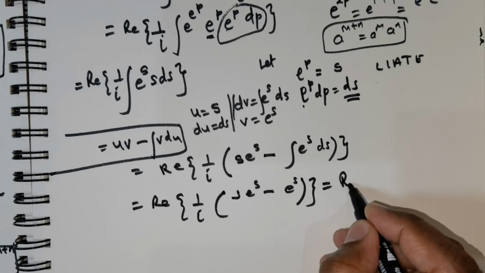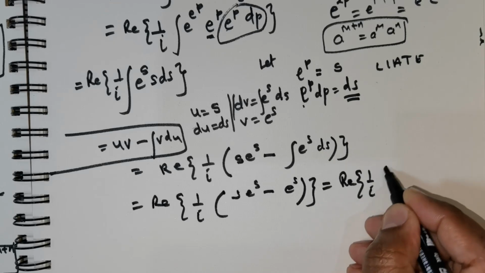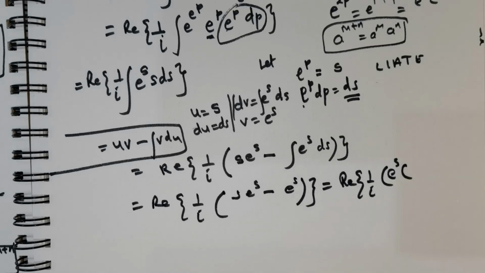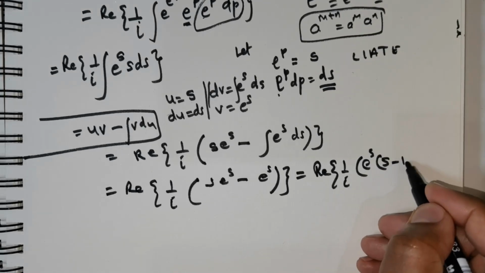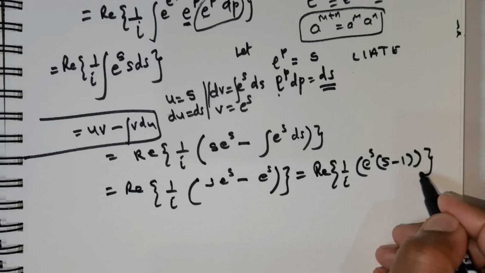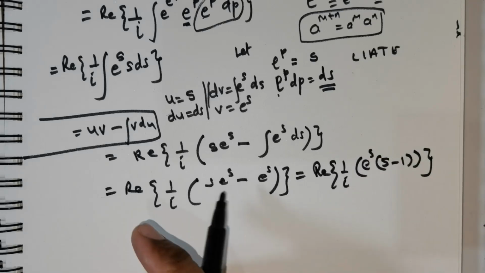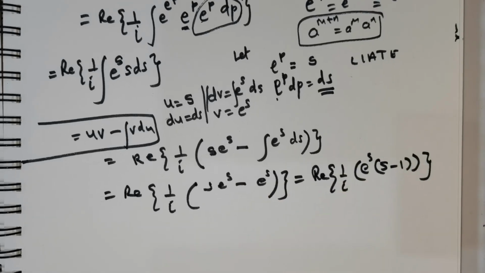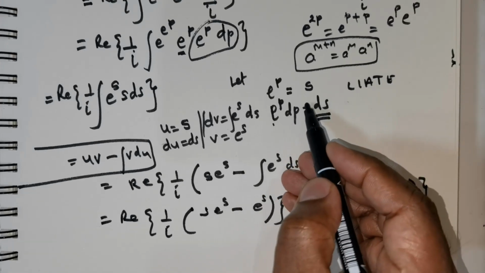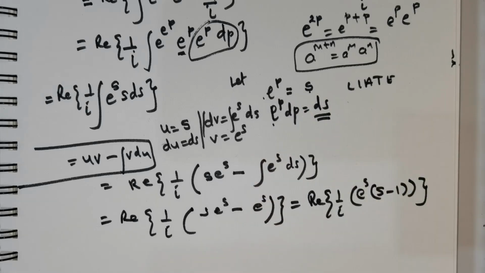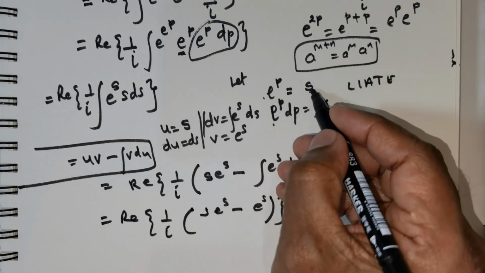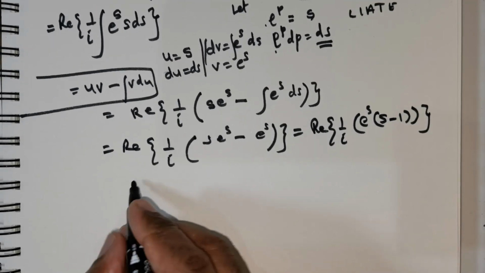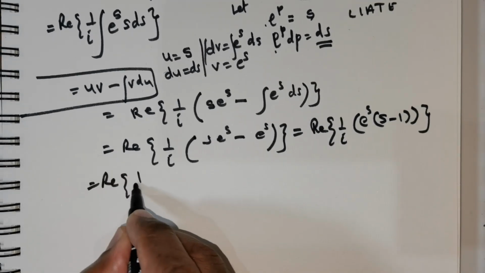Now this can be further rewritten as the real part of 1 over i. I want to take e raised to the power of s out. If I were to do that, this is going to be (s − 1) with the parenthesis being enclosed there. Now let me revert all the variables back. First, I'm going to substitute s, in place of s, I would be substituting e raised to the power of p. So this is equal to the real part of 1 over i.